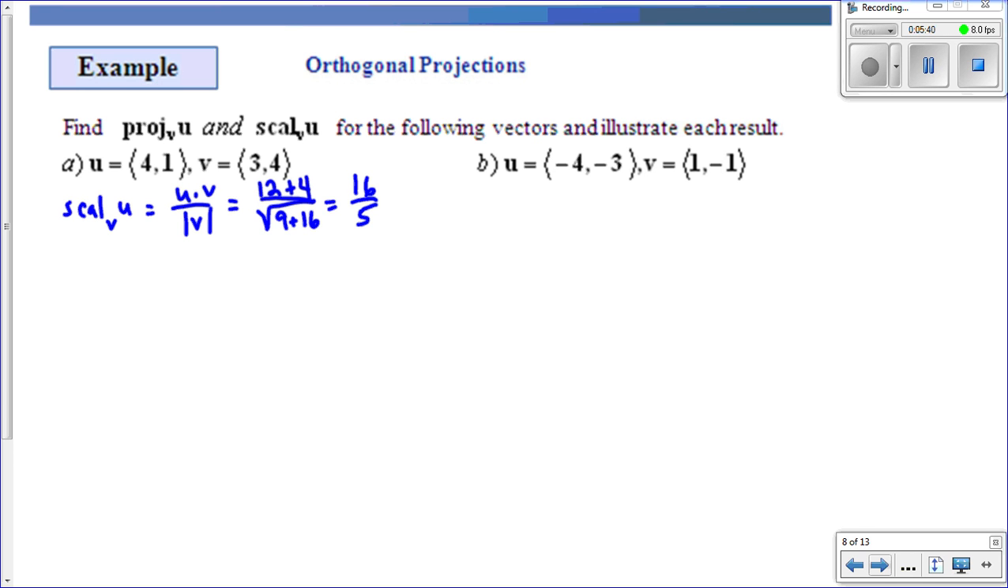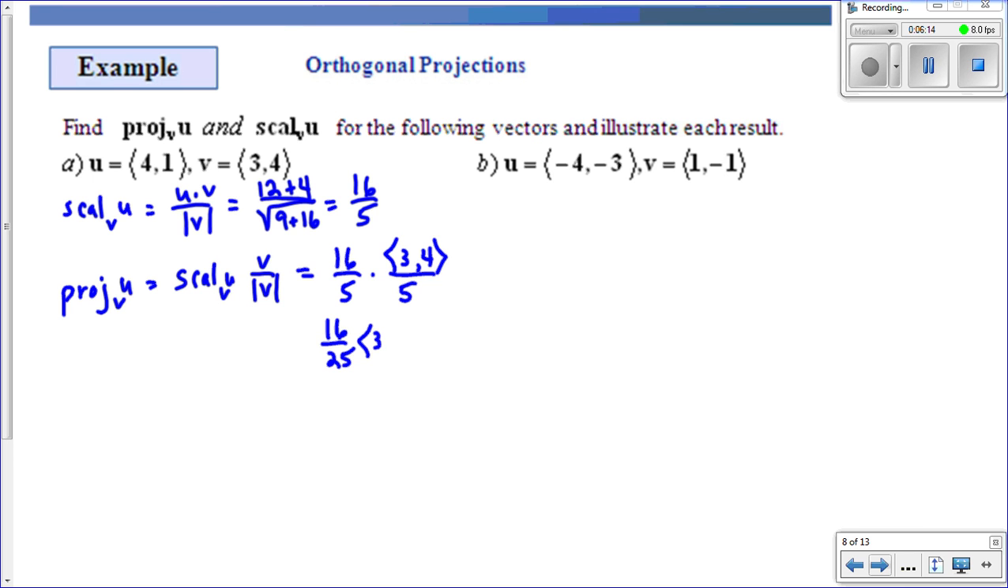Now we can use that to get the projection. Remember, the projection is just the scale of u onto v times v over the magnitude of v, which is just that unit vector in the direction of v. This will be 16 fifths. And now let's find that unit vector. V is 3, 4. The magnitude of v is just 5. So we have 16 over 25 times the vector 3, 4, which could be rewritten then as 48 over 25 and 64 over 25.